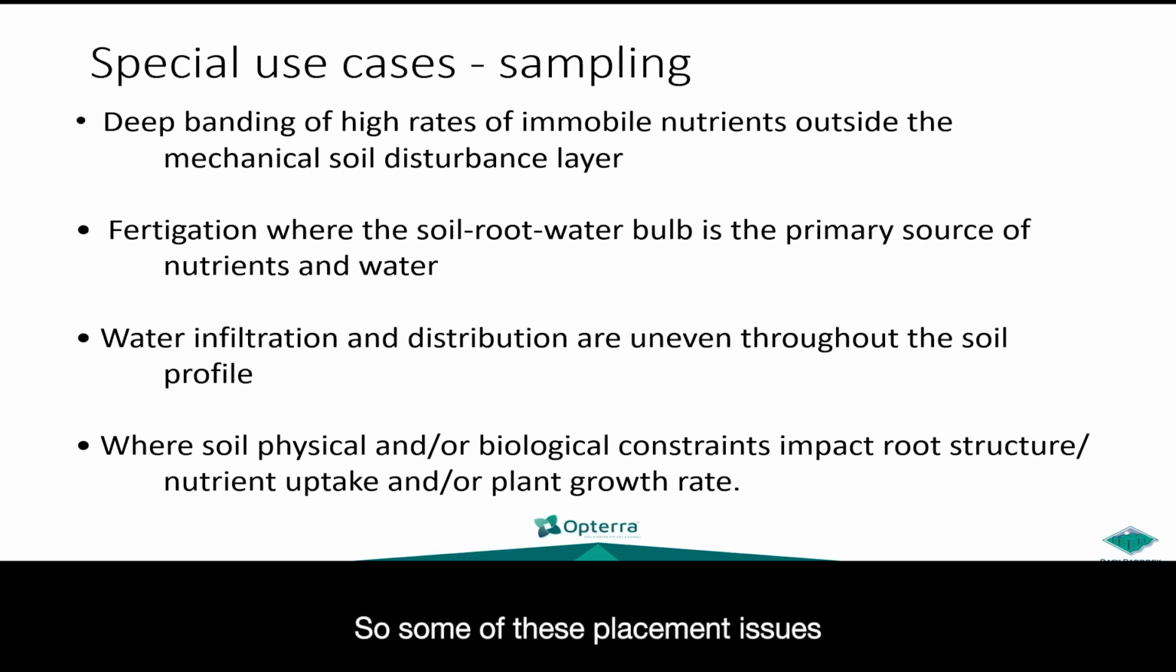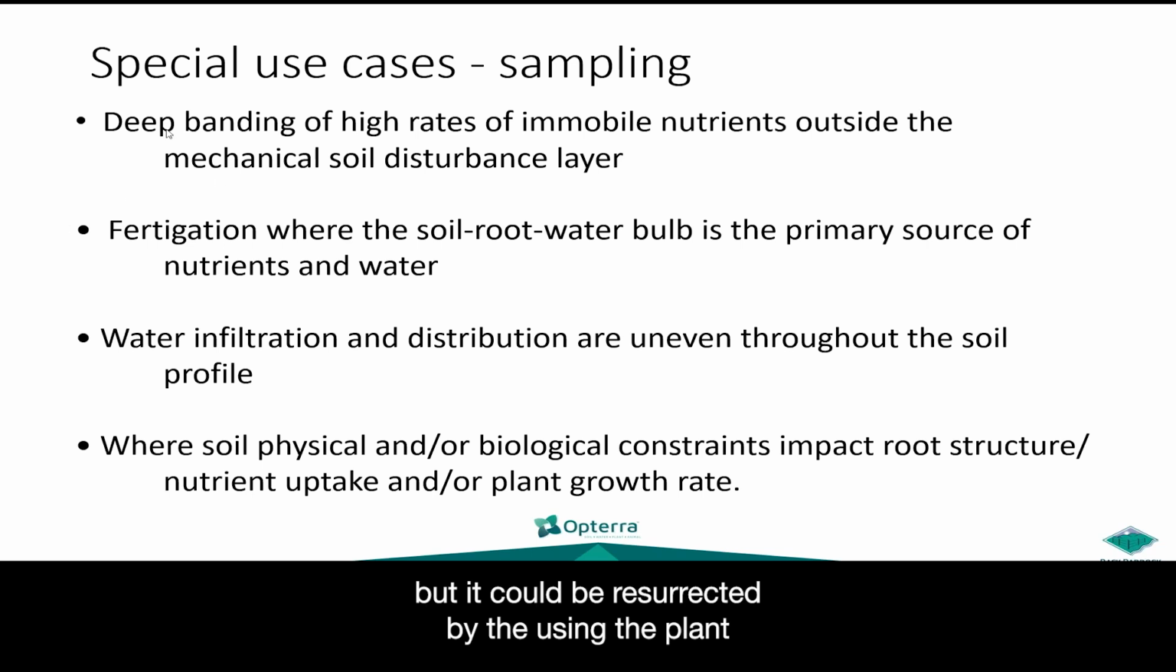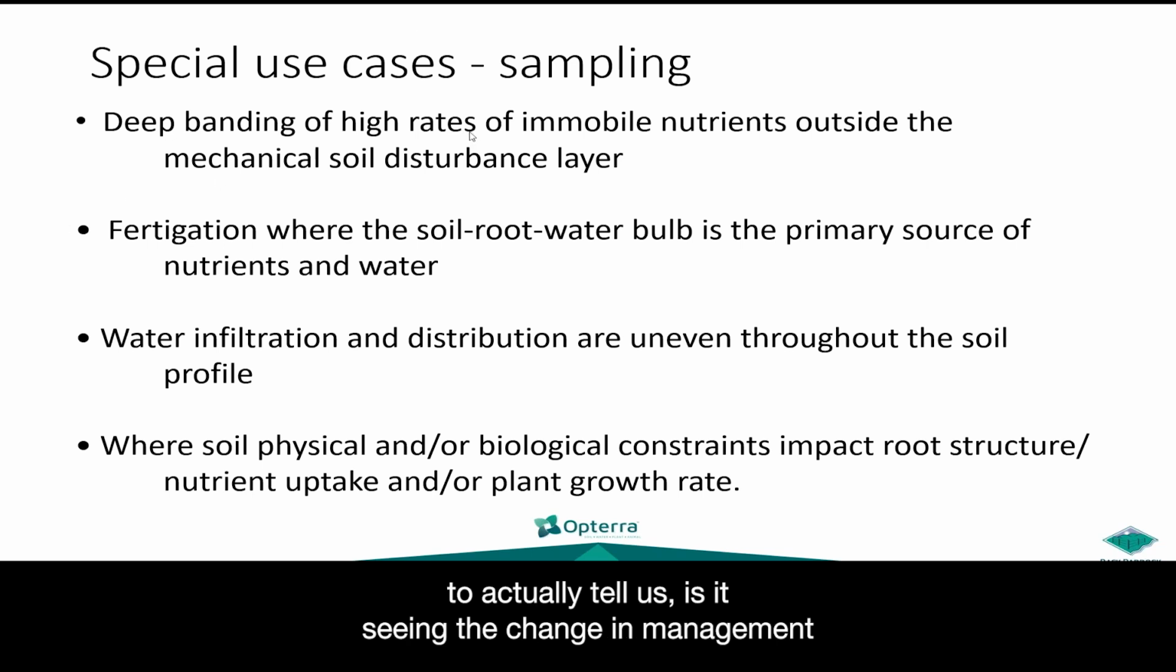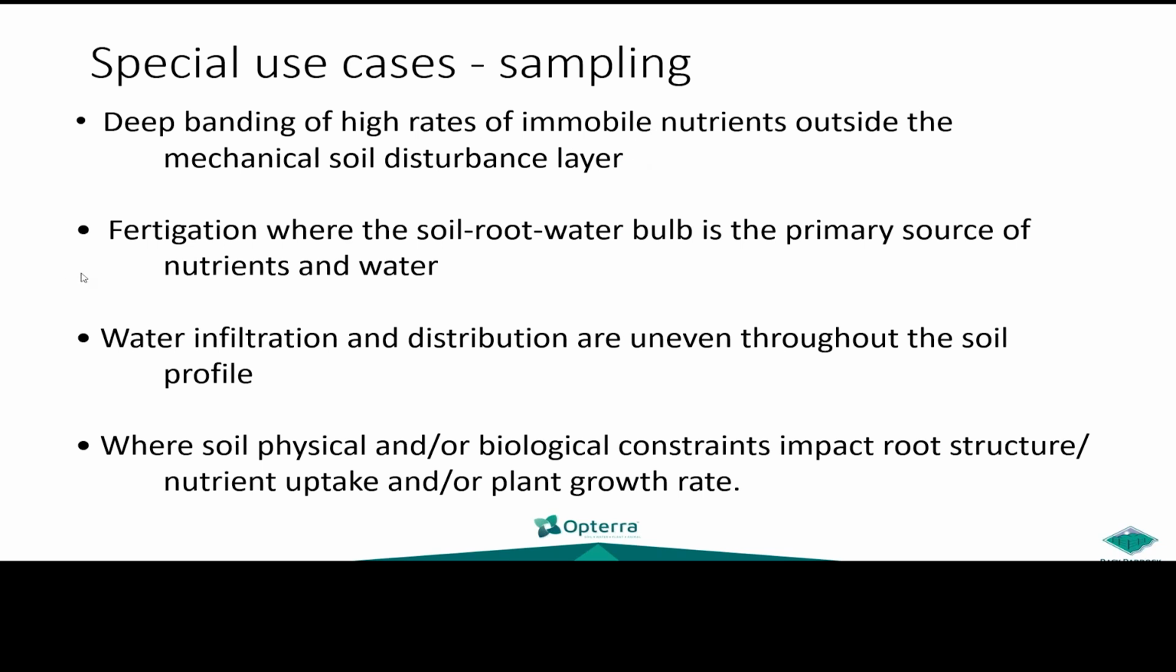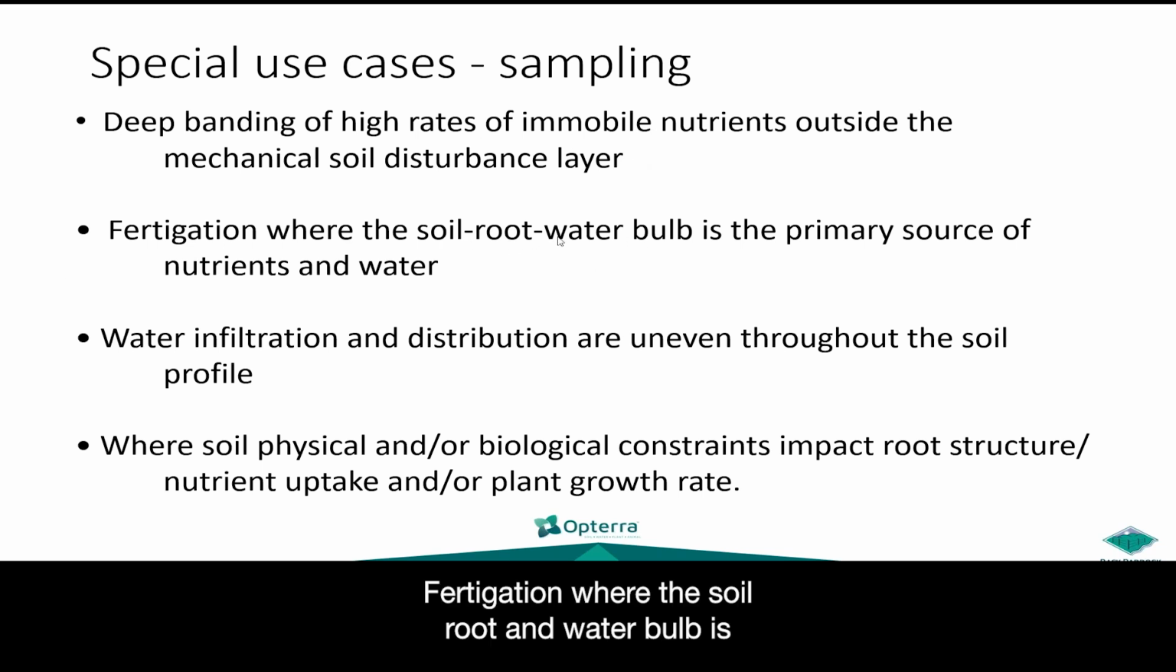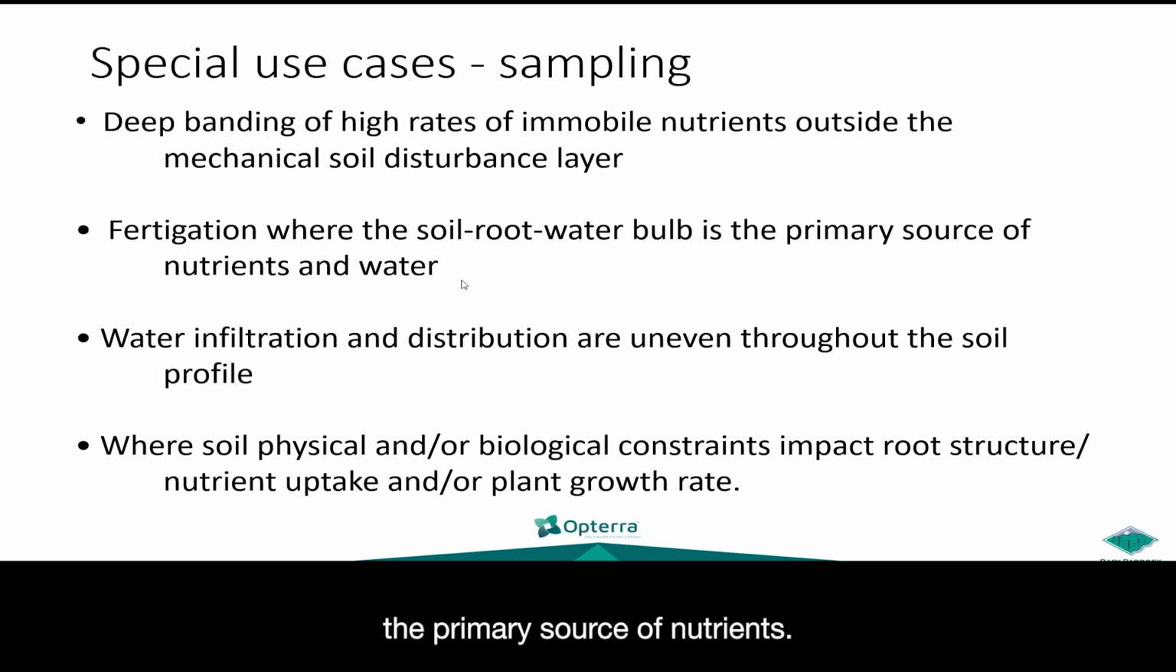So, some of these placement issues or the irregular placement, the effect of those is uneven in the soil, but it could be resurrected by using the plant to actually tell us, is it seeing the change in management that we've made. Fertigation, where the soil root water bulb is the primary source of nutrients.